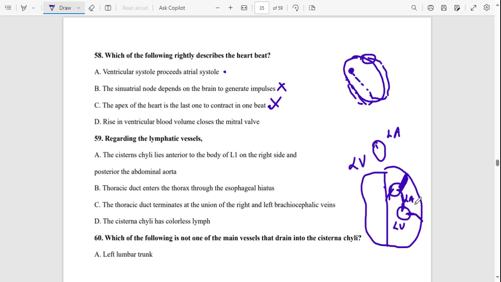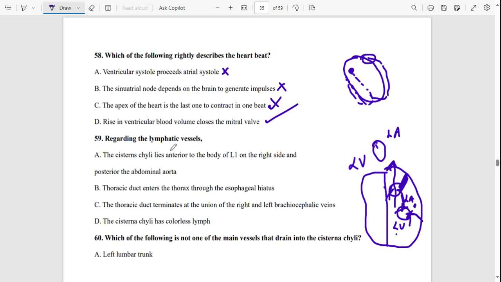So what happens is that when blood moves out of the left atrium, it goes into the left ventricle. When blood increases very much in the left ventricle, it will generate enough pressure which will push these valves, and then they're going to close and open these valves so that blood can flow out. So rise in ventricular blood volume is going to close the mitral valve. This is a true statement. Okay, so meaning that saying ventricular systole precedes atrial systole is not going to be correct.